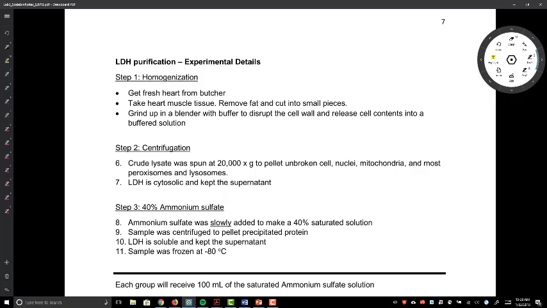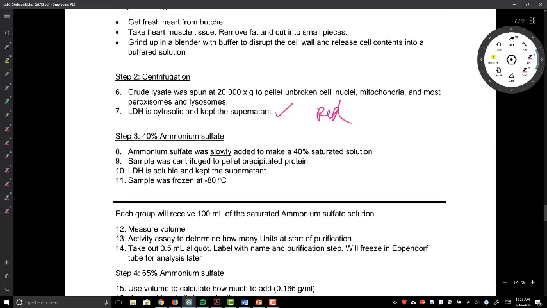Then we take the sample, we spin it down at 20,000 times G, so we get the pulp and the organelles in the pellet, and then LDH and all the other soluble proteins in the supernatant. Yes, and this is a beautiful red solution, like beautiful ruby red.